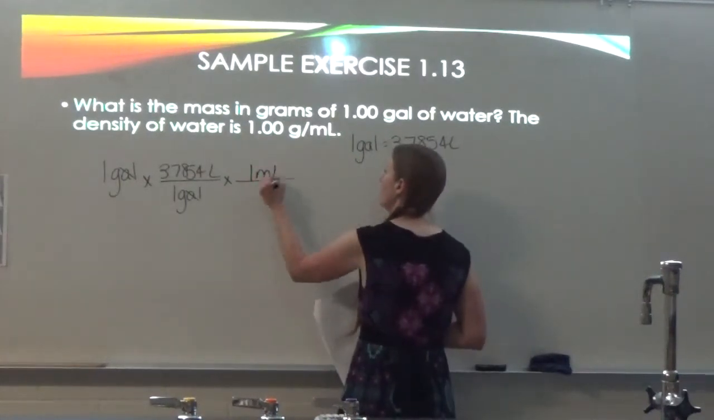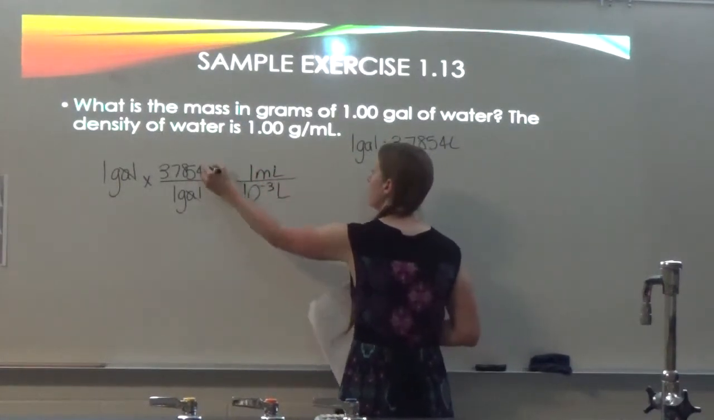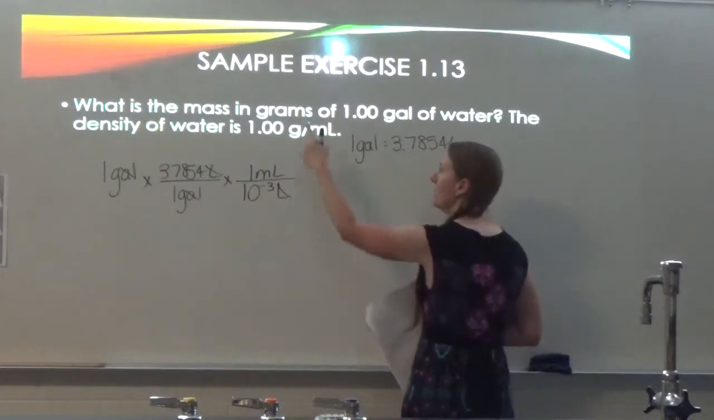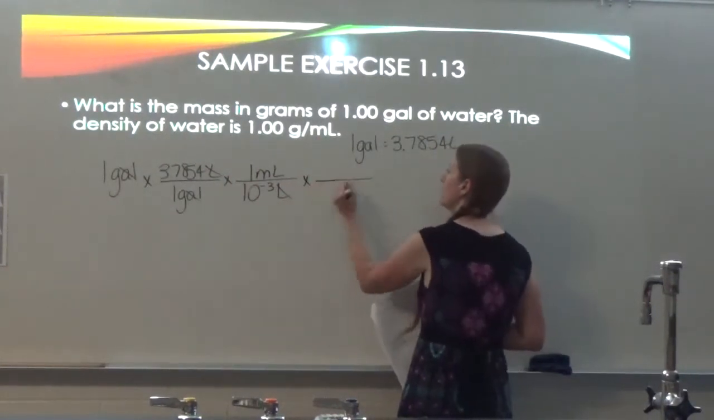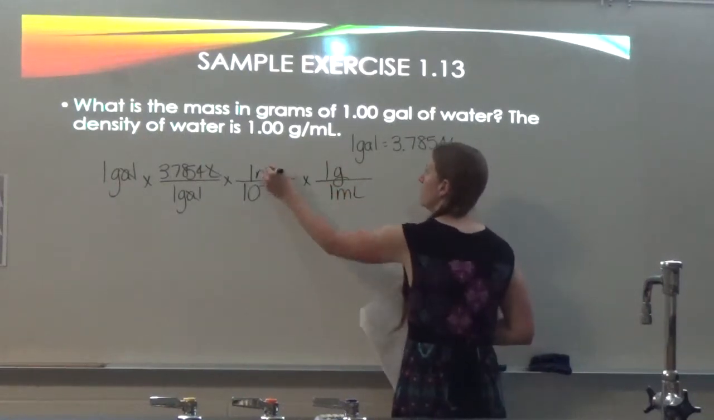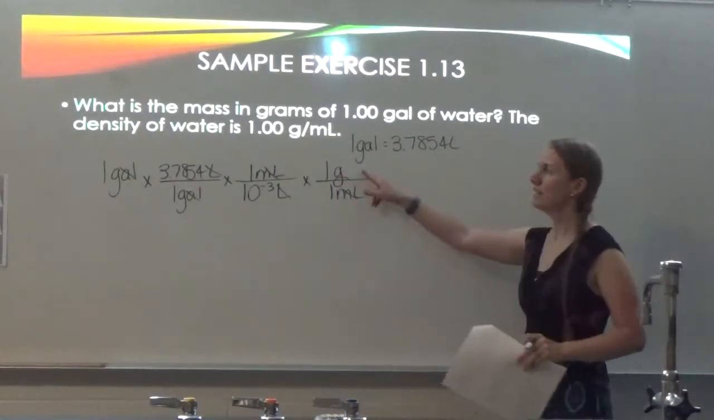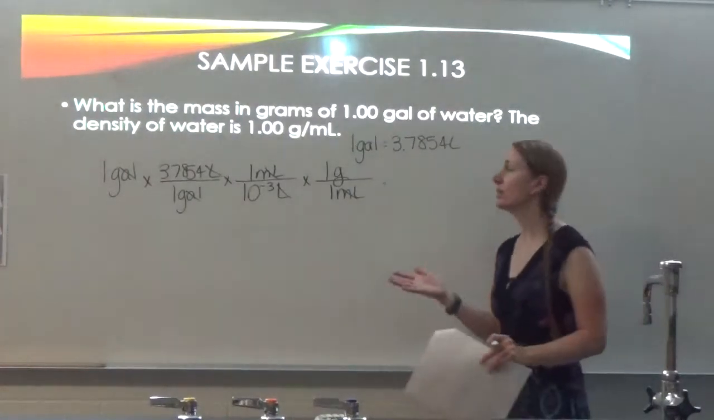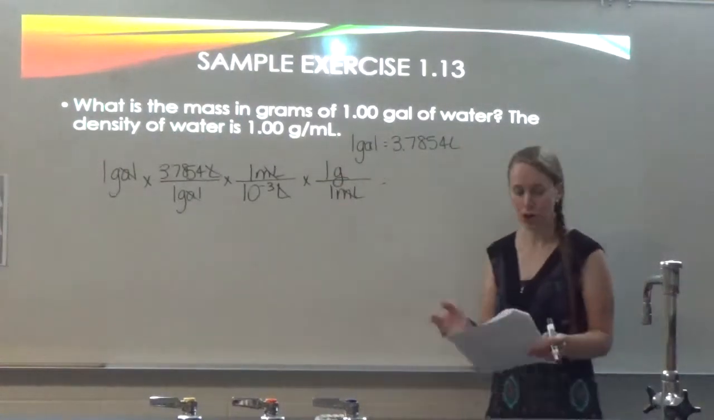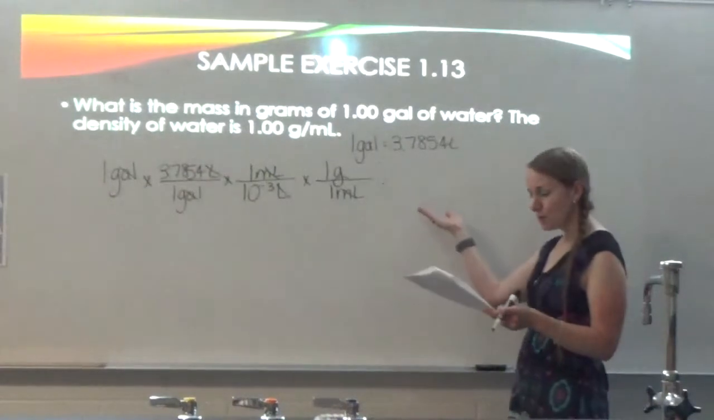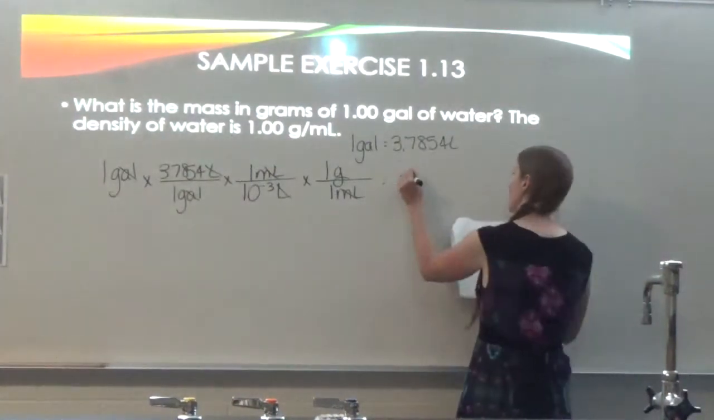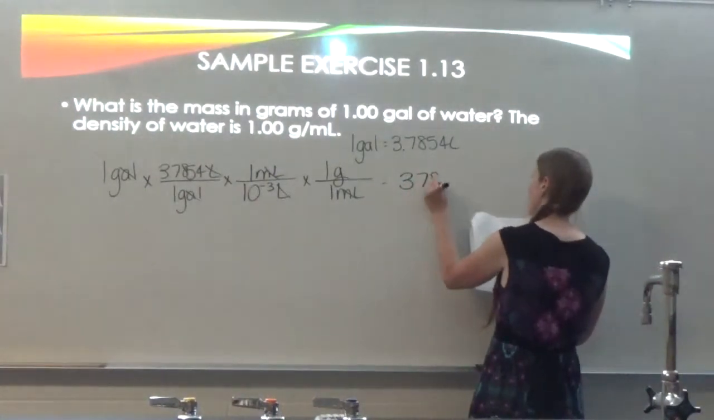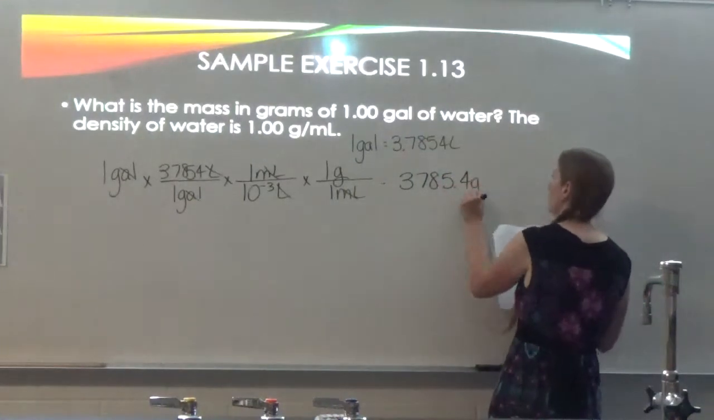So 1 milliliter is 10 to the negative 3 liters. So liters cancel. Now I can use this, 1 gram per 1 milliliter. And see, that's how I can get to grams. So density is a good conversion factor to get between mass and volume. All right, so once I multiply and divide everything, I ended up getting about 3,785.4 grams.